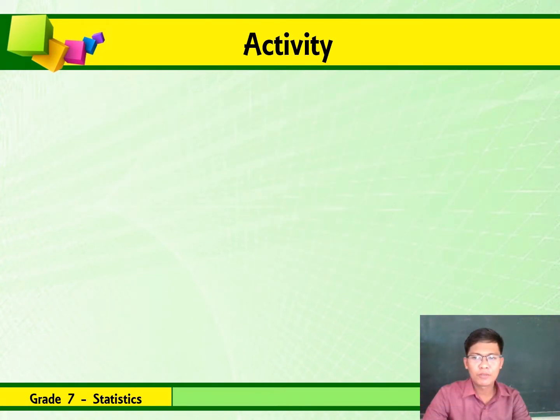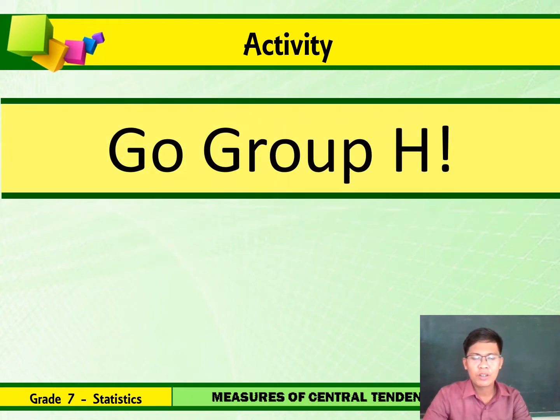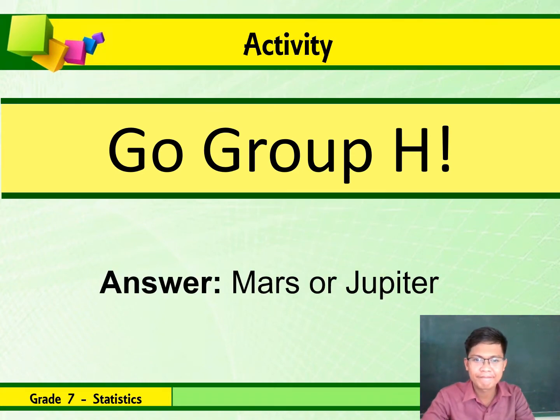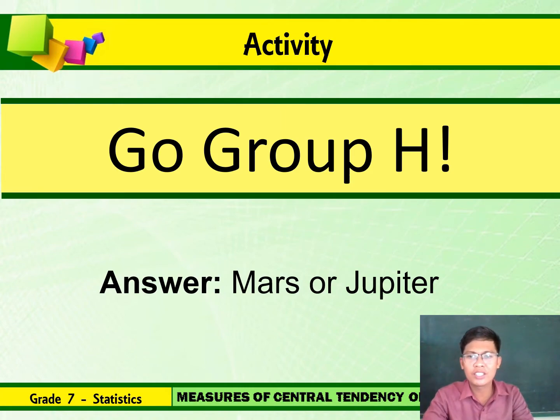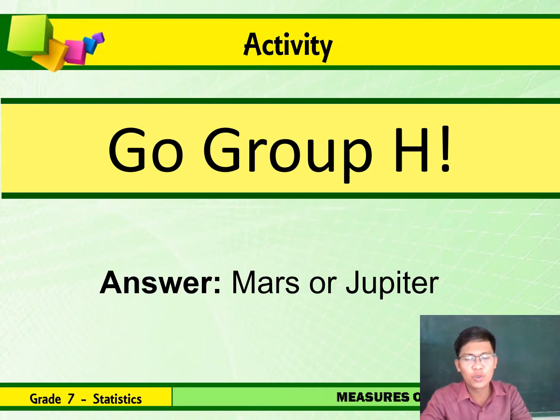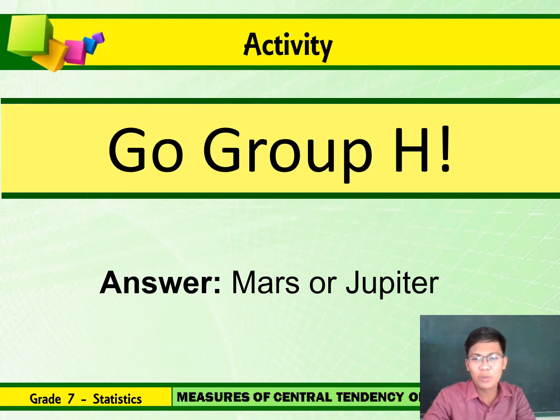For problem number 4, group H from Barangay Pachoca and other barangays. So what should be the answer for our problem number 4? All right, it is either Mars or Jupiter. So class, since we can't divide Mars and Jupiter and find the distance or the middle between them, then we can say that Mars and Jupiter is the median planet of our solar system.